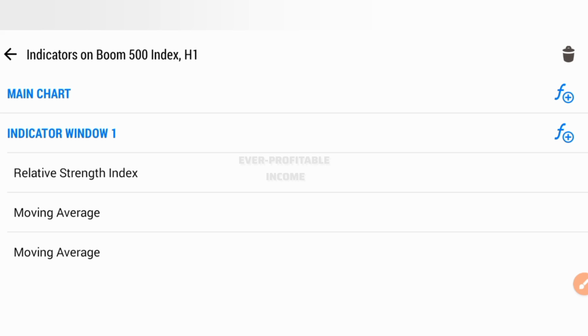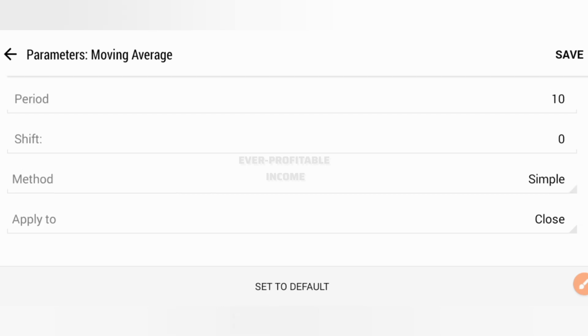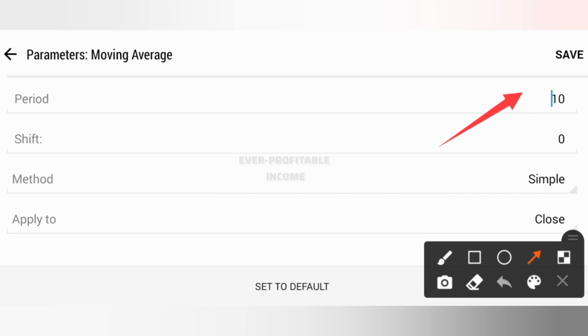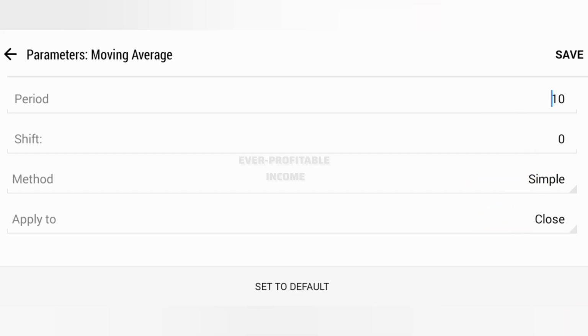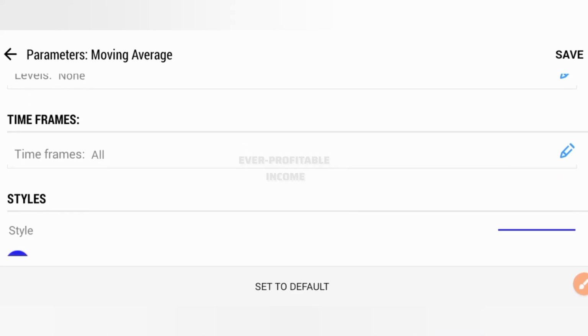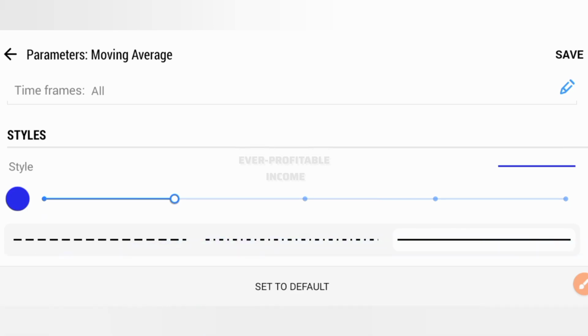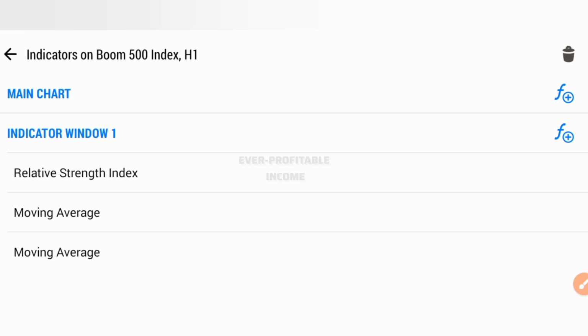Now let's head over to the second indicator, which is the moving average. Okay, so we have the moving average period 10. You can see that we have period 10, shift 0, method is simple and apply to close. Okay, and there are no levels. And the style, you choose your color that you want. I chose blue for mine, so you can set up any color that you want.